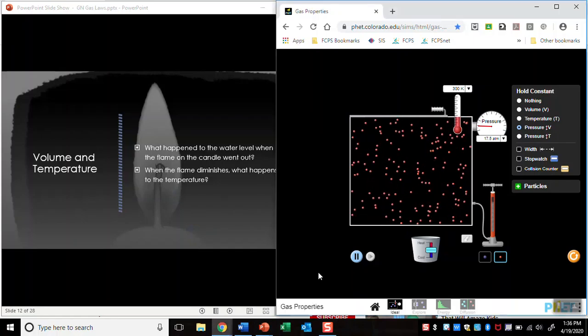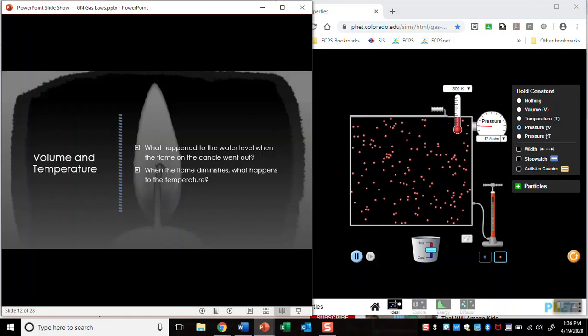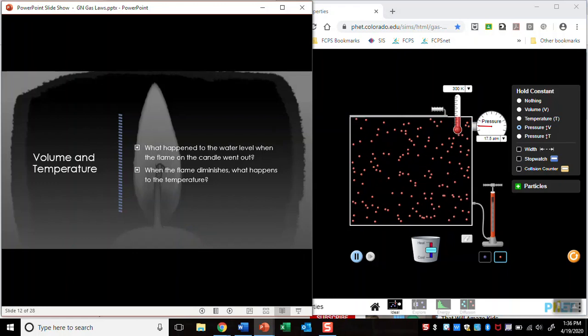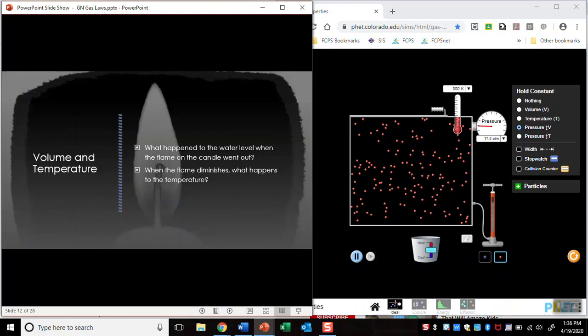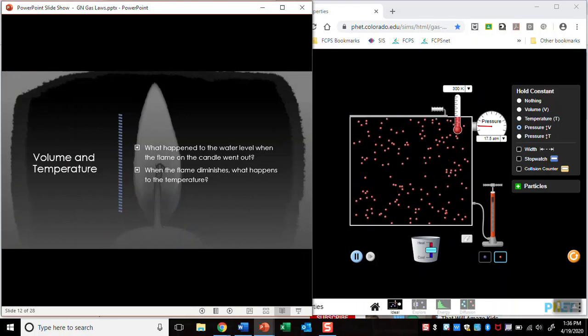So you saw what happened to the water level, right? The water level inside the beaker went up. So think about it. When the flame goes out, what's actually happening to the temperature? Does it get hotter or does it get cooler? Well, when the flame goes out, it gets cooler, right? So let's talk about what we saw.